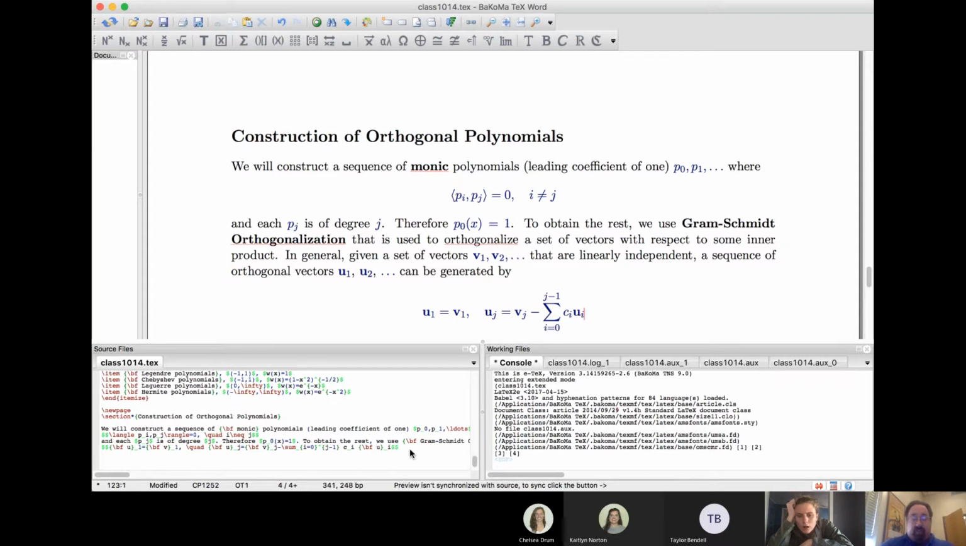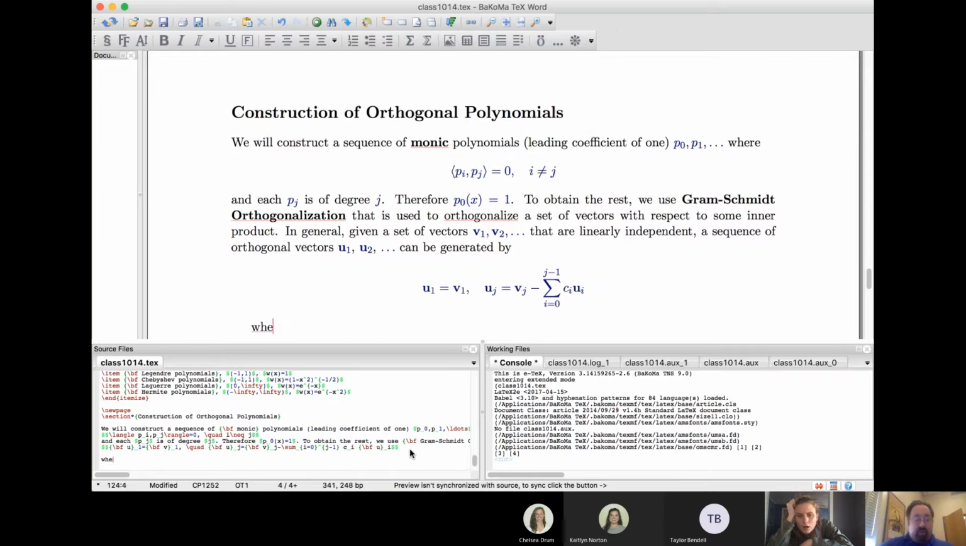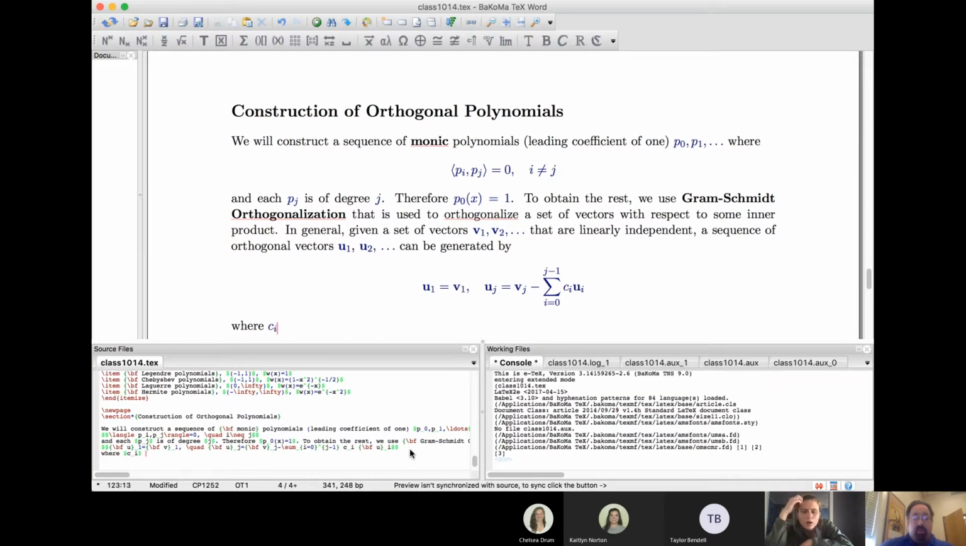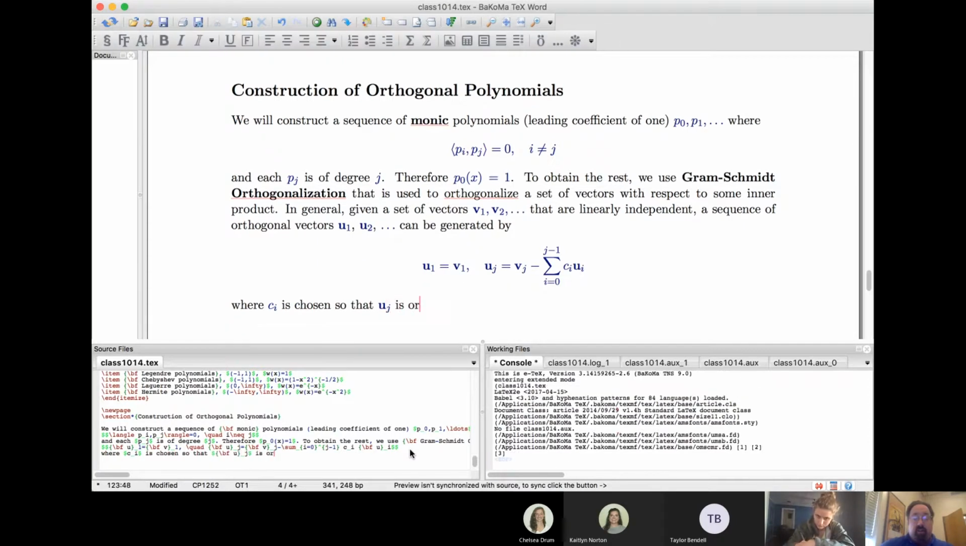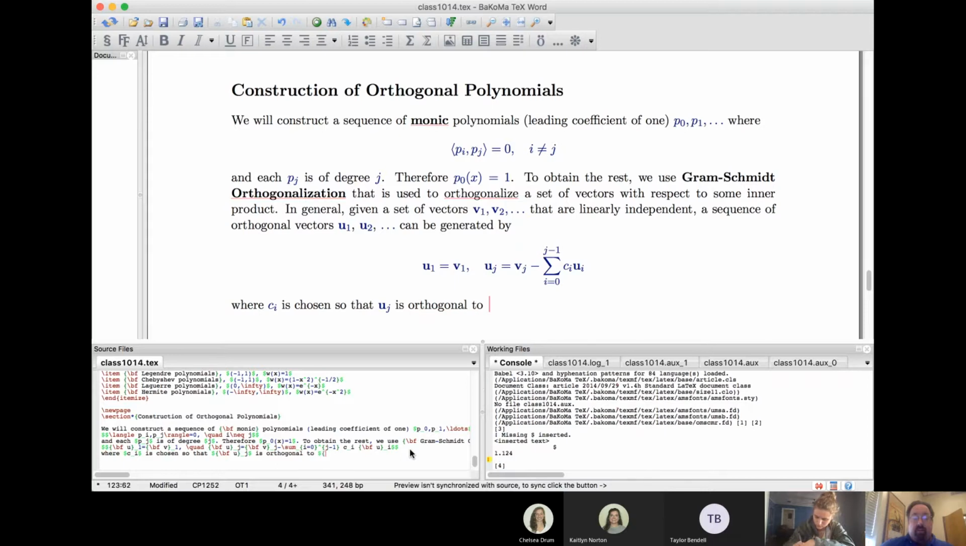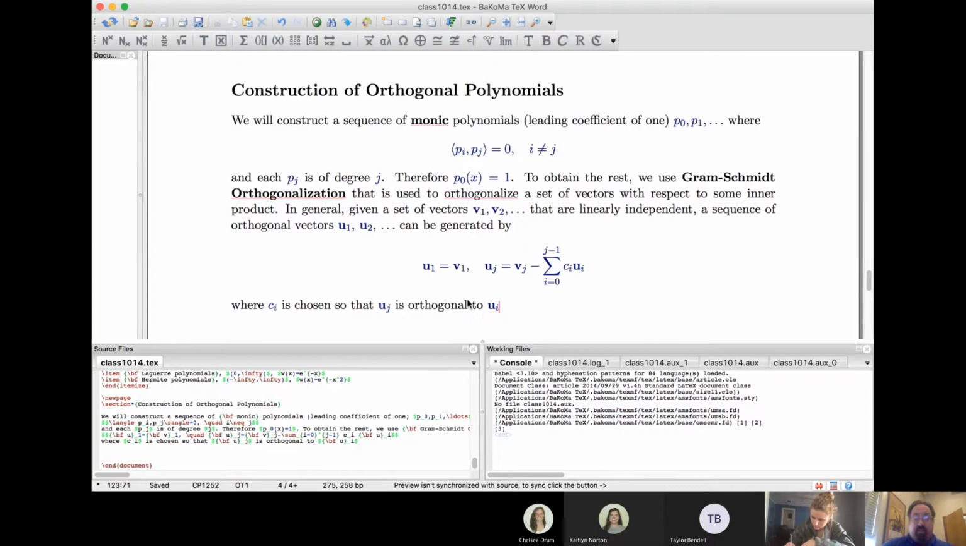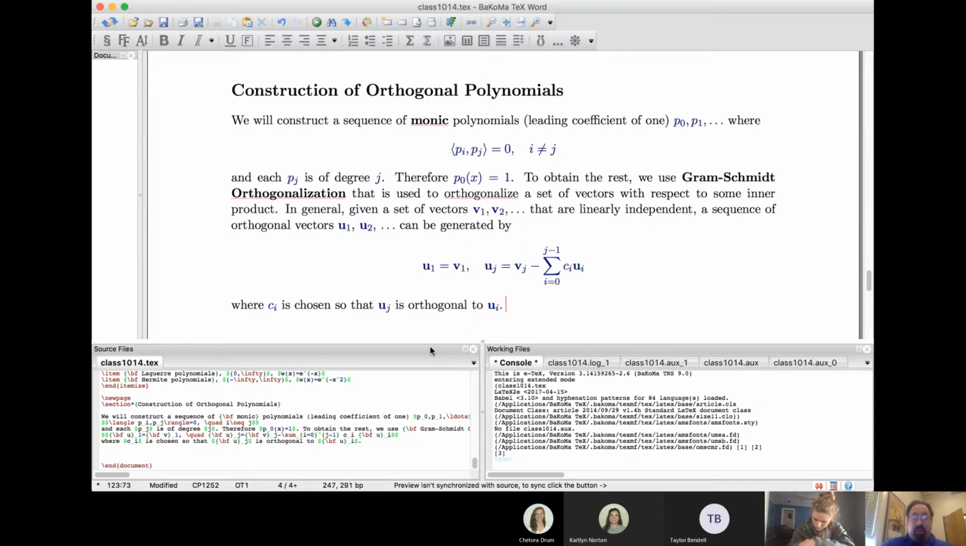All right, so that uj is orthogonal to ui. That way, each new vector is orthogonal to all the previous ones, thus making the entire sequence of u's orthogonal. So how do I do that?